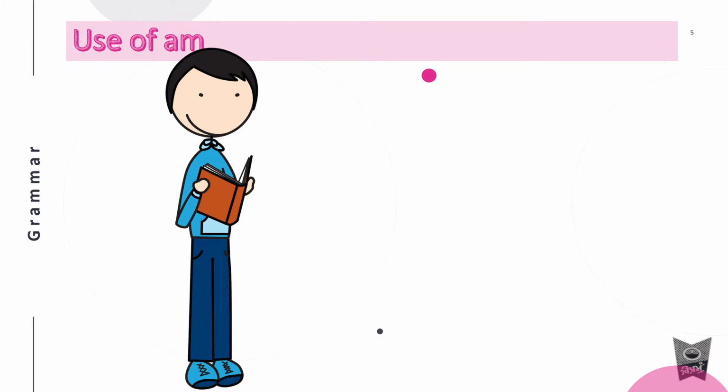This is a boy and he's having a book and he's going to talk about himself. Let's see what the boy is speaking. I am Akhil. The boy is telling his name. So what is the boy's name? Akhil. And the boy is introducing himself. He's saying, I am Akhil. I am 10 years old.